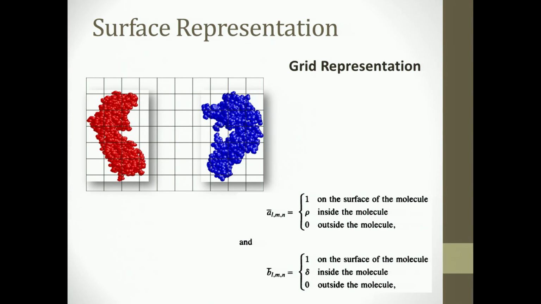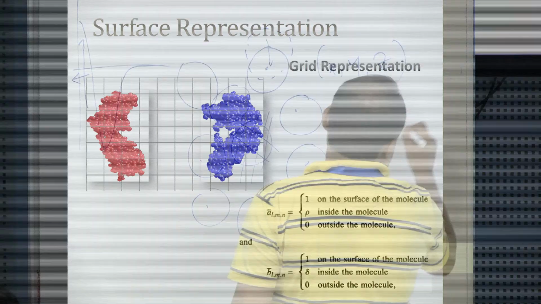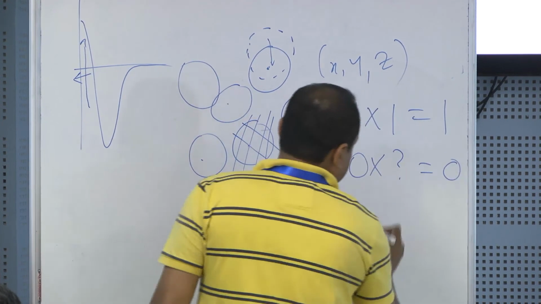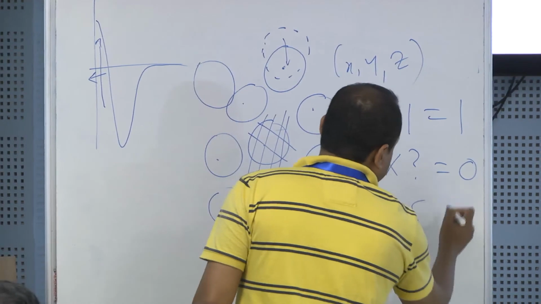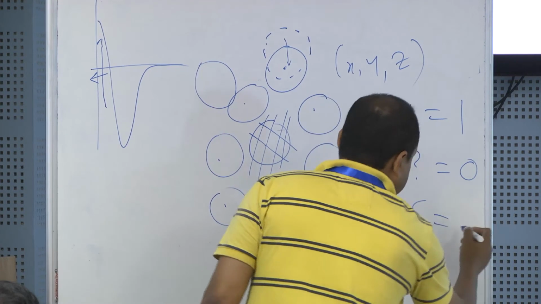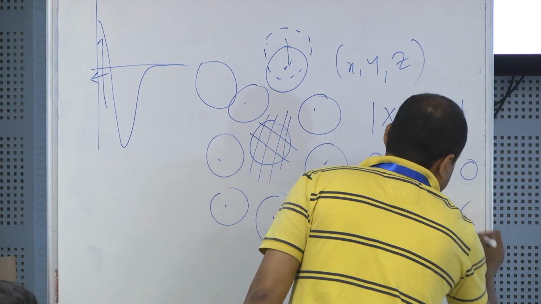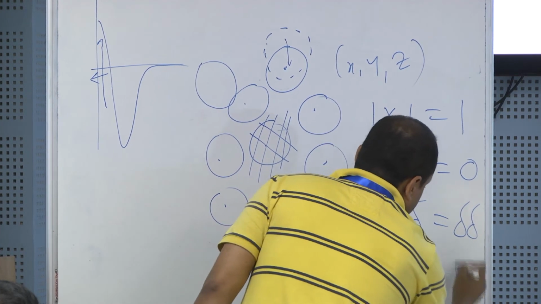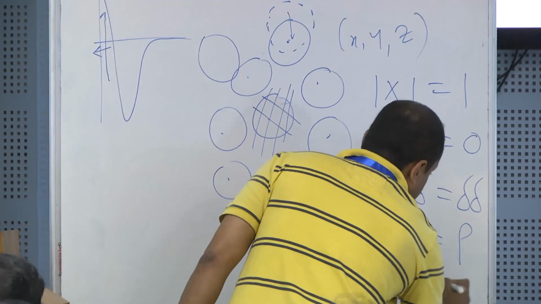So, 1 multiplied with 1 is 1, right. 1 multiplied with 0 is 0, and 0 multiplied with anything is 0, and rho multiplied with delta equals a very high value. Let me write something: delta delta. And if I multiply rho with 1, that is also rho delta, 1 delta.